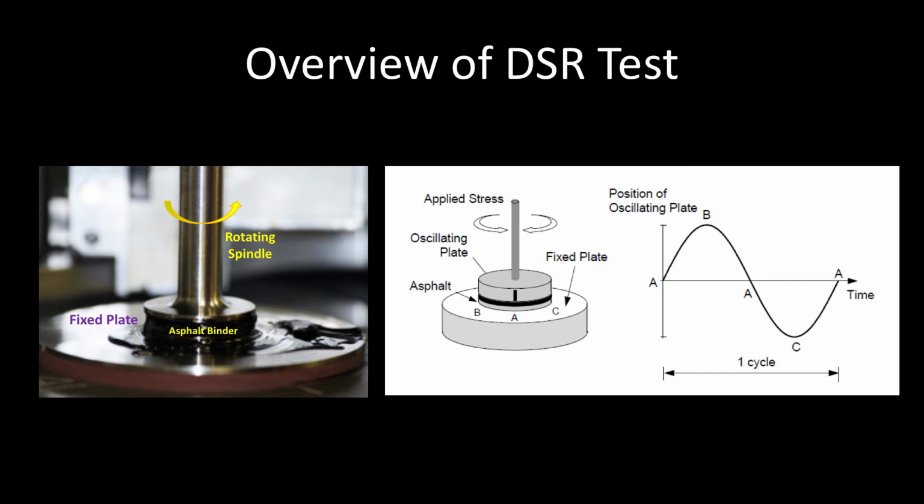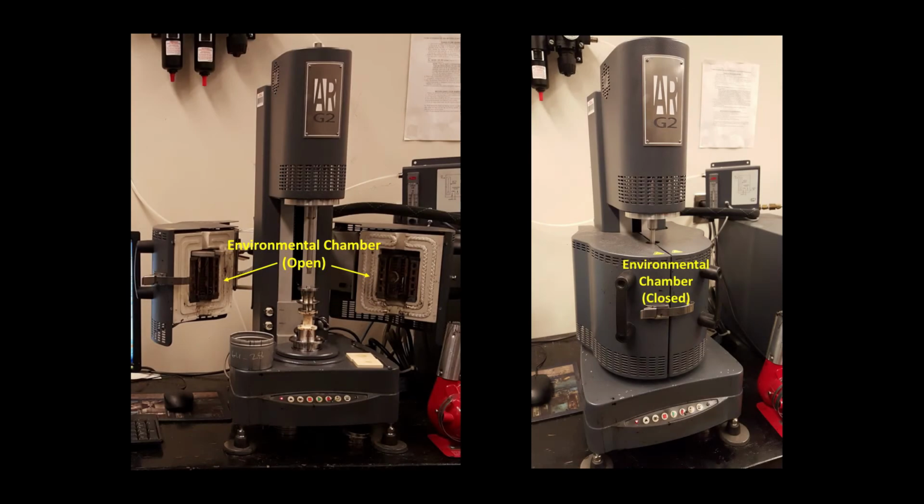The software monitors torque and amount of rotation to calculate dynamic shear modulus and phase angle for each loading cycle. The test specimen is kept at near constant temperature by heating and cooling a surrounding environmental chamber. Test temperatures are determined based on the climatic performance grade of interest.